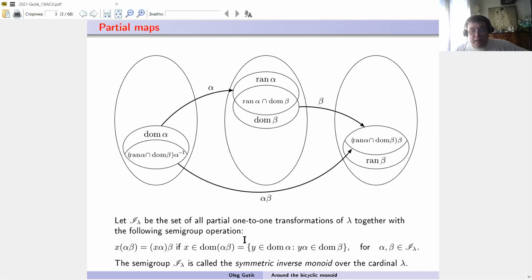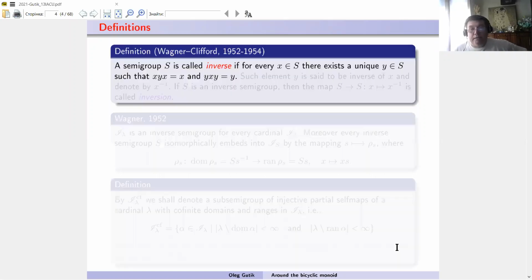semigroup operation. This semigroup I lambda is called the symmetric inverse monoid over the cardinal lambda. Such a semigroup was introduced by Victor Wagner in 1950, and uses this terminology. Wagner and independently Alfred Clifford introduced the conception of inverse semigroup.